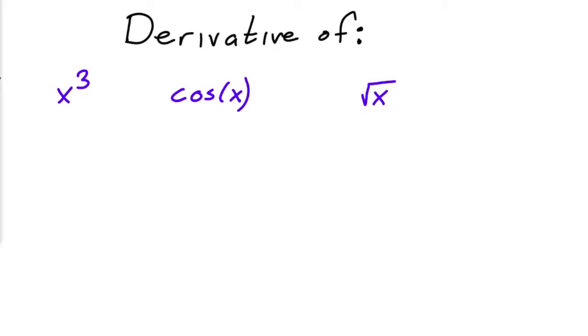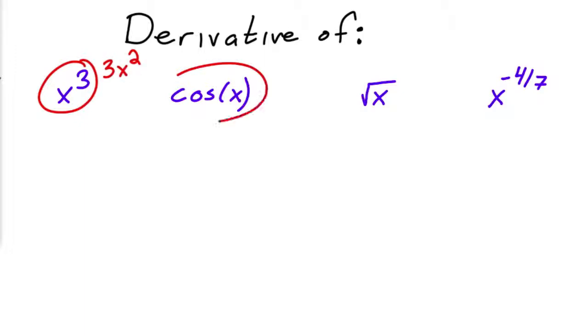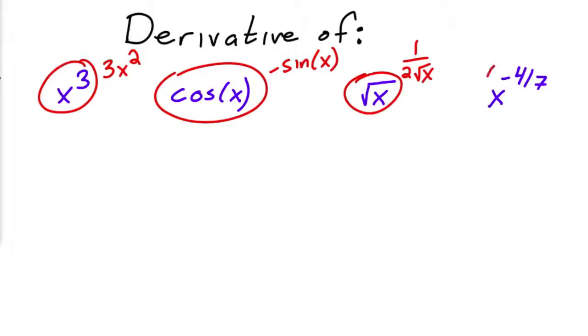And we know how to get the derivative of functions like x to the negative 4 over 7. And others, of course, but if I get the derivative of each one of these, for example, this one, the derivative of that guy would be 3x squared. The derivative of cosine of x would be negative sine of x. Derivative of square root of x is 1 over 2 square root of x. And then the derivative of this guy would be negative 4/7 x to the negative 11 over 7.